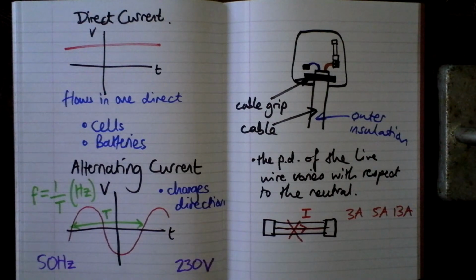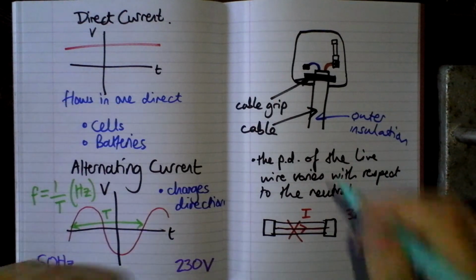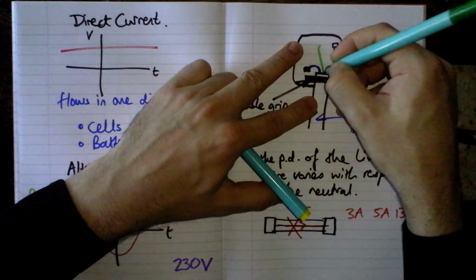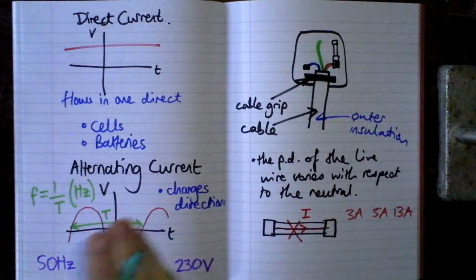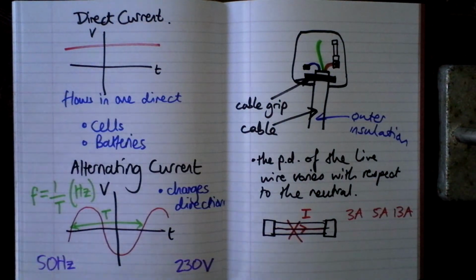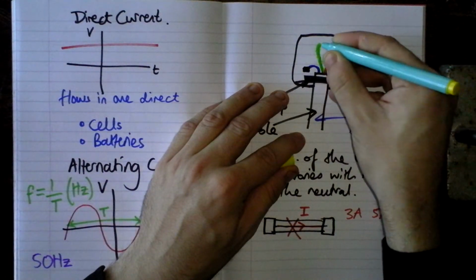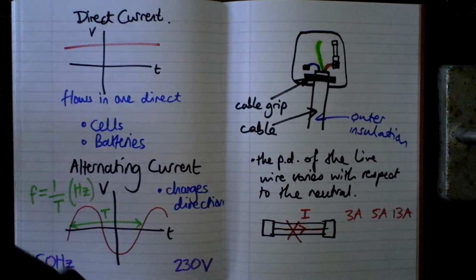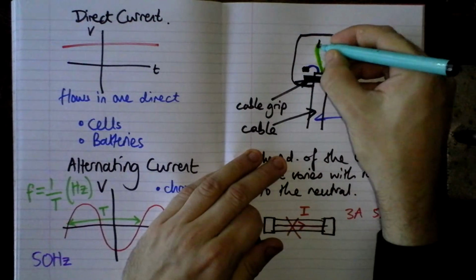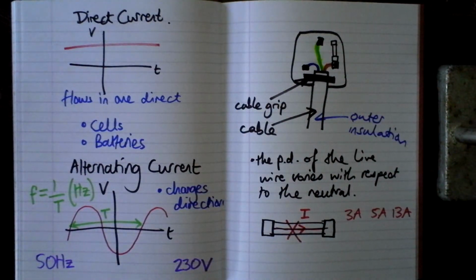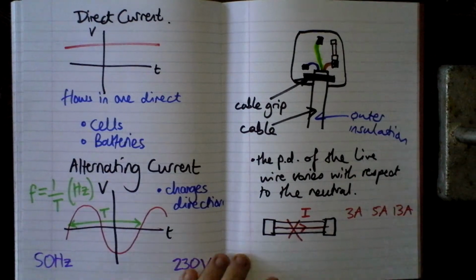There's one other really important safety device in this plug, and that is this green and yellow wire that goes to the third pin in the middle. Now this is the earth wire. Now the earth wire, in an ideal world, never gets used. We don't really want to use the earth wire because if it's being used, it means something's gone wrong.